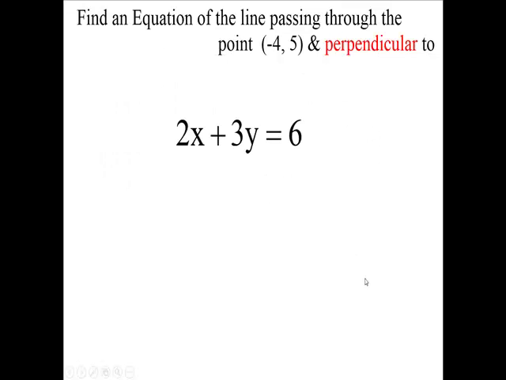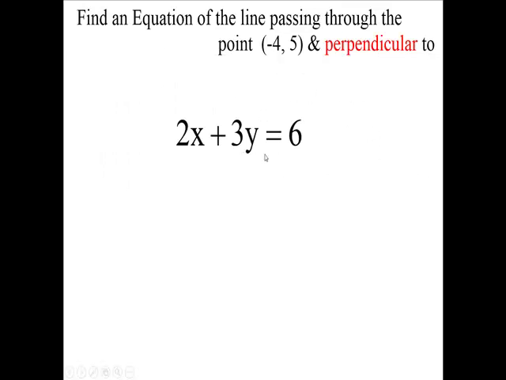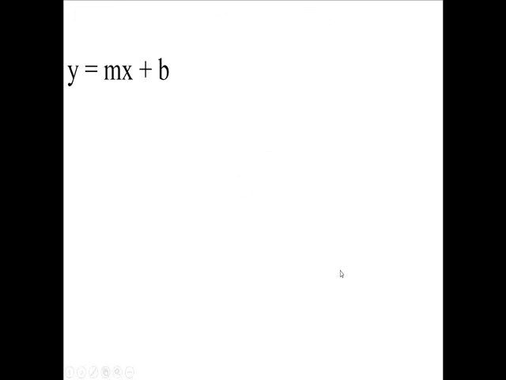Now let's review a little bit. This was my original line. To get a perpendicular, the 3 must go in front of the x. If this is plus, it's got to change signs, and the 2 must go in front of the y. And then when you plug (-4, 5) in, you get your negative 22.